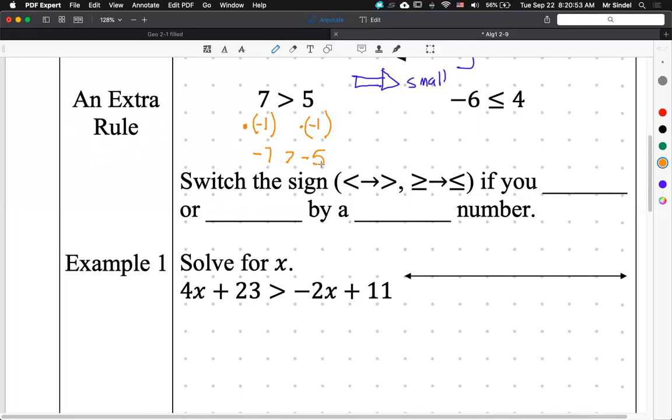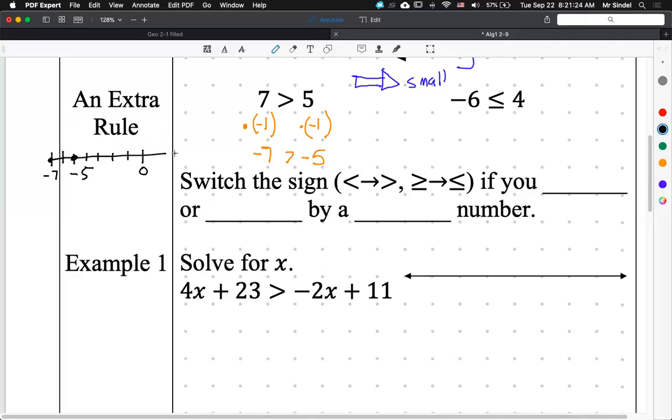And this might be kind of hard for you guys to see, but if you look at a number line, it's a little bit easier. If I look at a number line, here's 0, -1, -2, -3, -4. Here's -5, -6, -7, and there's -7. So -5 lives right there. -7 lives right there.